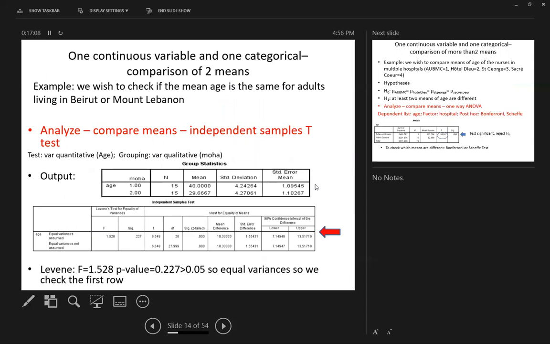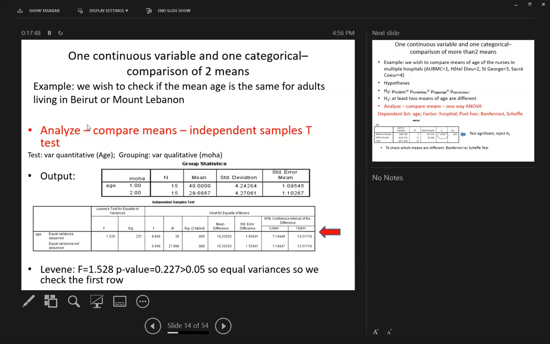If one of my variables is categorical and the other one is continuous, so I'm comparing means. For example, if I want to check if the mean age is the same for adults living in Beirut and Mount Lebanon, the SPSS command is analyze, compare means, independent samples, because these are two different samples in Beirut and Mount Lebanon. The test variable is age, which is like the dependent variable. It depends on being in Beirut or Mount Lebanon, which is Muhafaza, and OHA stands for Muhafaza or Governorate.